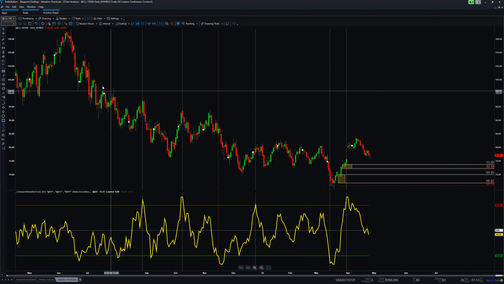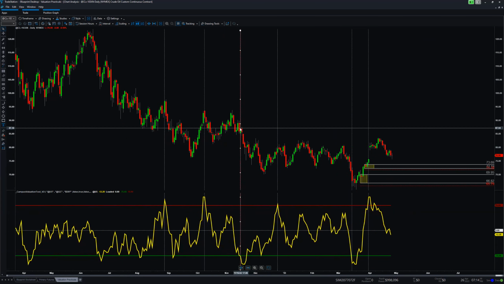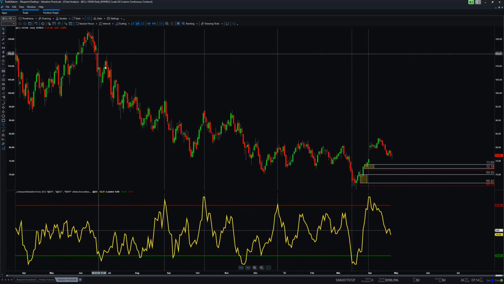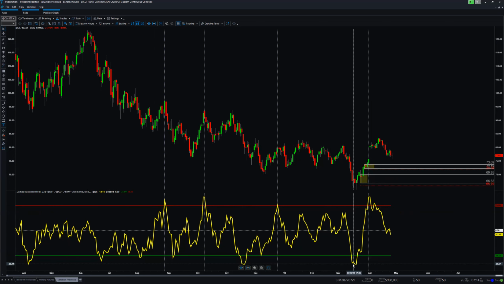Okay, on crude oil here, it's very clear. This is against the trend. This is with the trend. This is with the trend. This is with the trend. Clear downtrend. And this would be with the trend. Here it works, yes, but this would be a complete counter-trend trade.